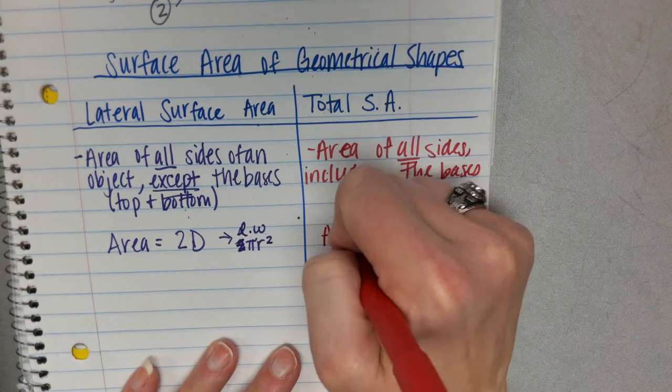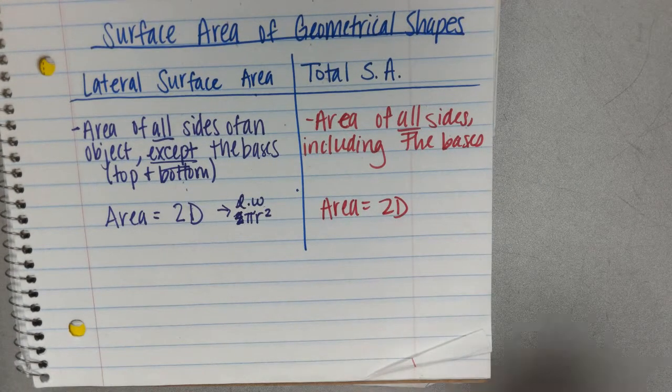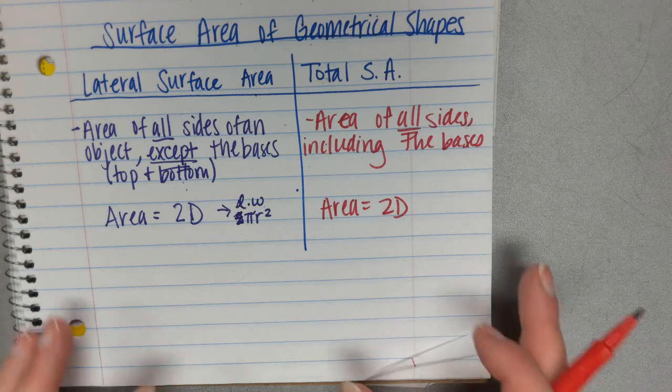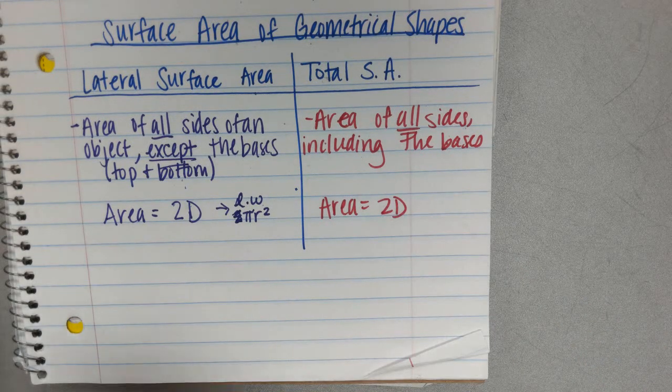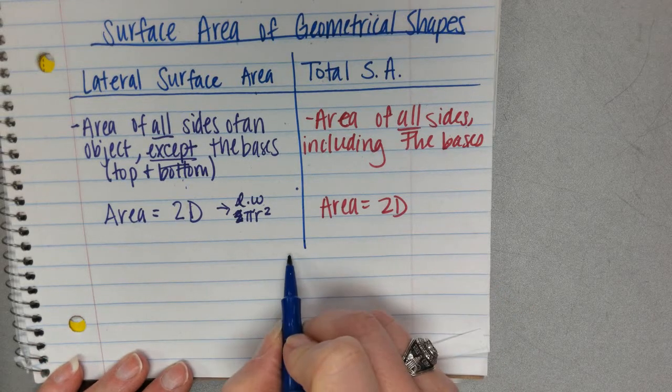So remember, area, again, is two-dimensional. All right? So your units would be in something squared. All right? So let's do an example with a cylinder, since that's what I just used here. I'm going to draw my cylinder here in the middle.